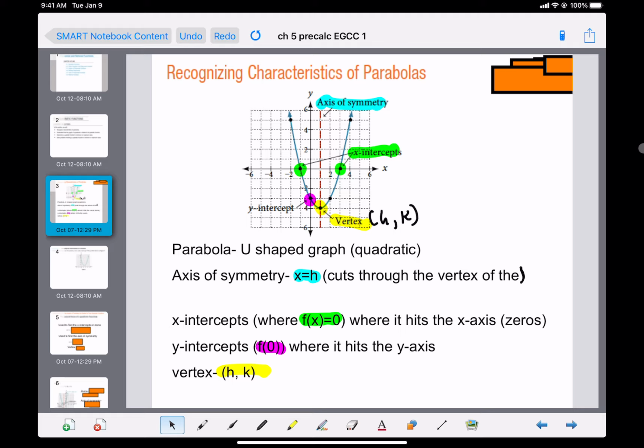Now, through the lesson, I will continue to call it (h, k), so it will relate back to the parent function and the way that we saw things about the parent function. Remember, our parent function for this is f of x equals x squared, and we will use that to build upon the knowledge we have about quadratics.